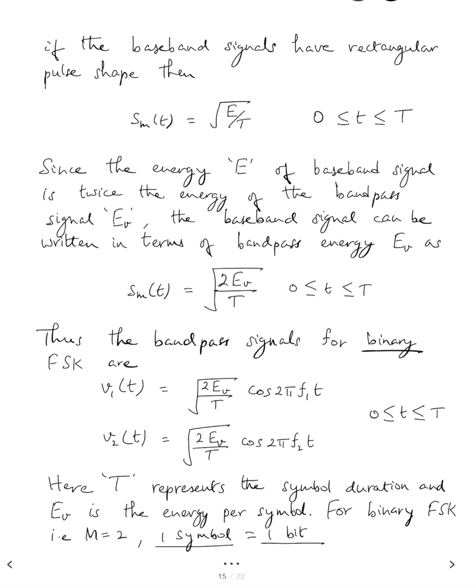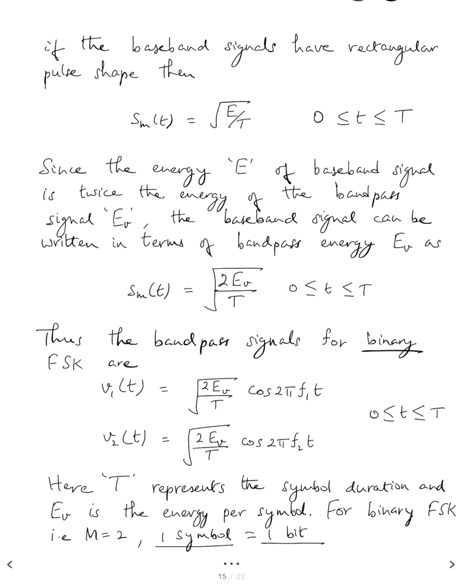So the information is contained simply in the frequencies of the signals, and because f1 and f2 are large values, these are bandpass signals. f1 and f2 are basically the carrier frequencies fc and fc plus delta f. So the separation between the two frequencies is delta f, right? Okay, so that is binary frequency shift keying, which we call binary FSK.